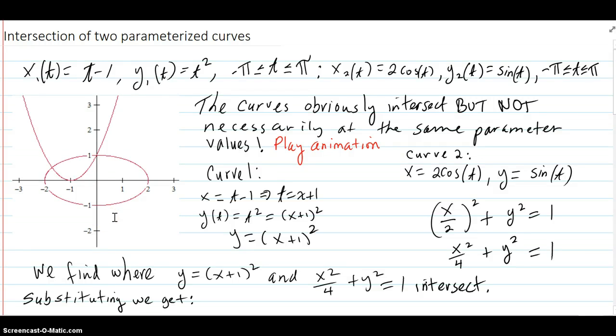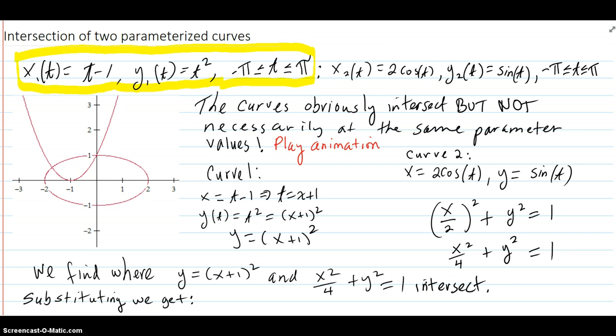Let's investigate the intersection of two parameterized curves. Curve number 1 is x equals t minus 1, y equals t squared, and the t values go between negative pi and pi, and that gives us this curve, and the curve traces out this way as t goes through its values from negative pi to pi.